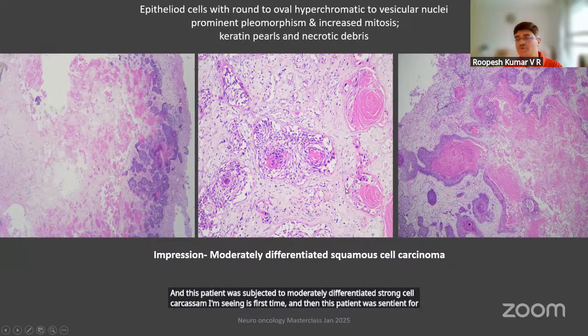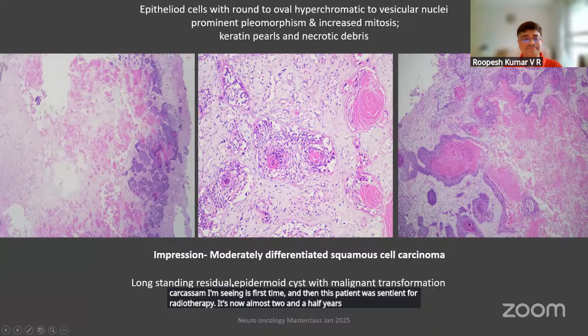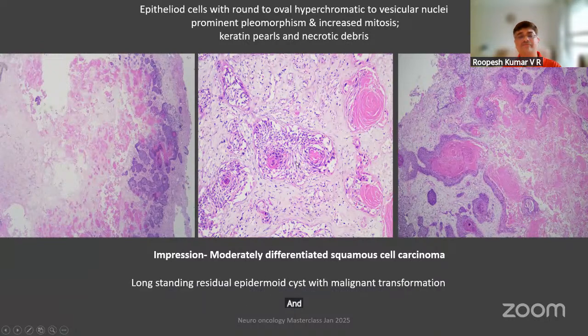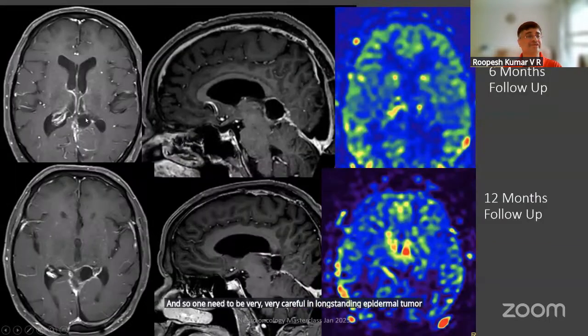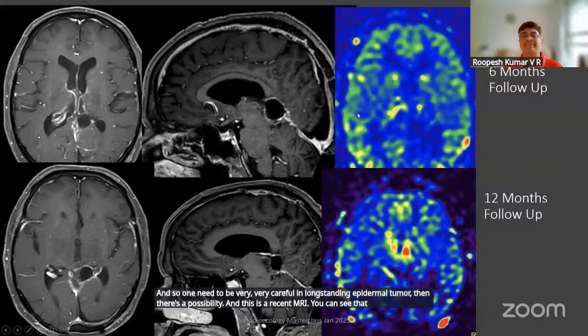He's now almost 2.5 years follow-up. He's doing well. And so one needs to be very, very careful with long-standing epidermoid tumors, as there is a possibility of this. And this is his recent MRI. We can see that there is almost a good excision and no recurrence, and he's on follow-up.